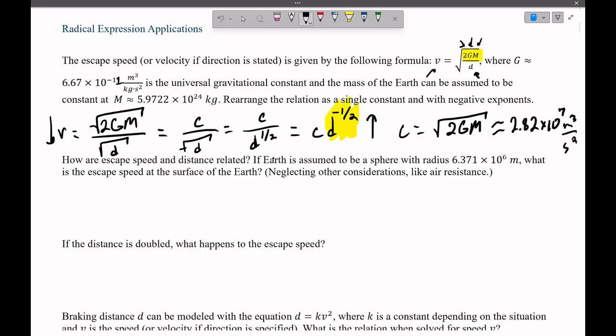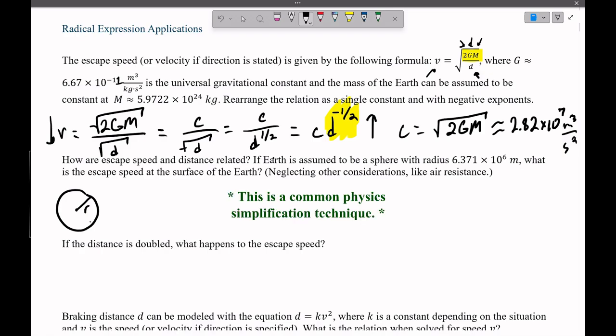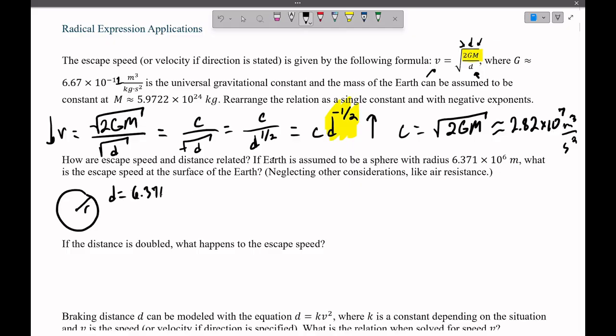Okay. The Earth is assumed to be a sphere. So if the Earth is a sphere, then this is the radius. And you can think of the Earth as a point right in the center of mass. So if you're on the surface of the Earth, you are effectively 6.371 times 10 to the 6 meters away from the thing that enacts the gravity. And that thing gives you this gravitational constant with this mass, and you can use this equation. So effectively, we're just saying d equals 6.371 times 10 to the 6 meters.